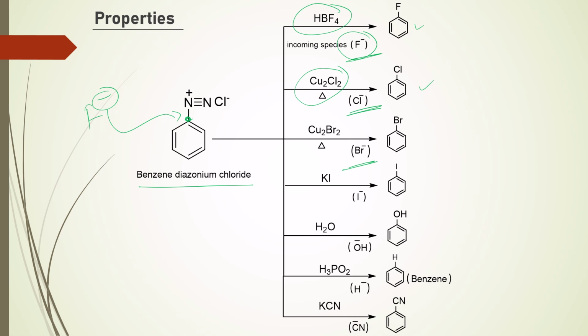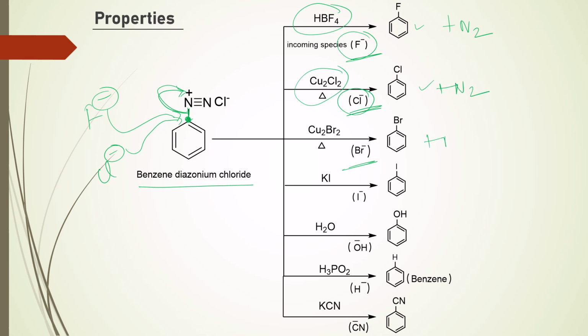The reason for the attack of this F minus on this particular carbon is that this nitrogen is positively charged and it is always trying to take this bond pair of electrons towards itself, and it will be immediately eliminated as nitrogen. And same is the case with cuprous chloride. The negative part of cuprous chloride is Cl minus, and this Cl minus will now try to attack this carbon where this bond pair of electrons are taken by this positively charged nitrogen, and nitrogen gas is evolved.